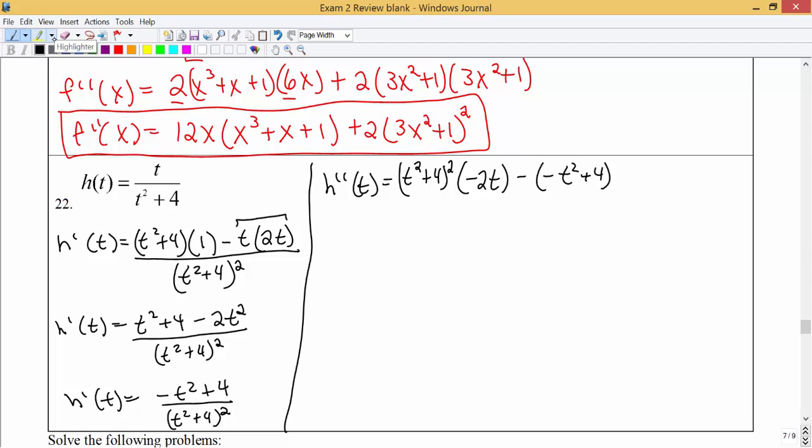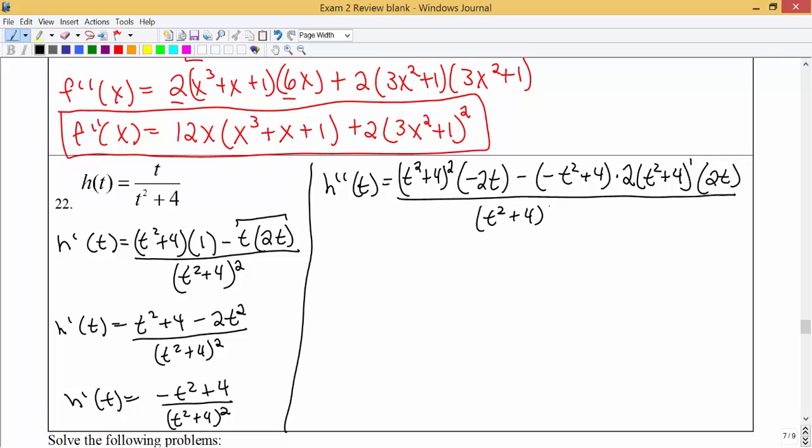Now, the denominator is a group of terms raised to a power, so we're going to need to use the chain rule. So we're going to bring the 2 out front. We're going to write the inside function as is. Reduce the power by 1, of course that just gives us 1. And then we're going to multiply by the derivative of the inside function, which is 2t. All over the denominator squared. So t squared plus 4, and it's already squared, and we're going to square it again.